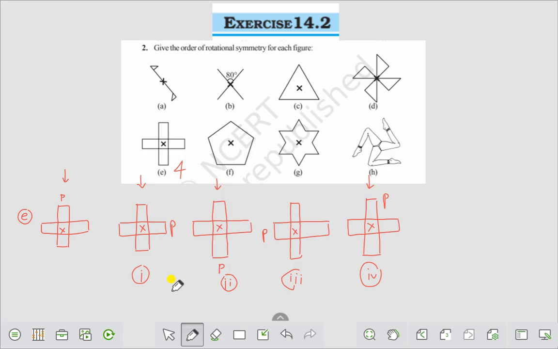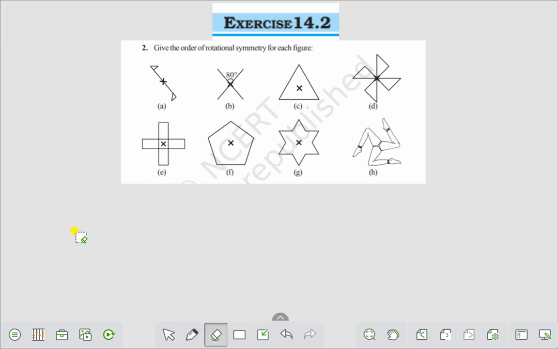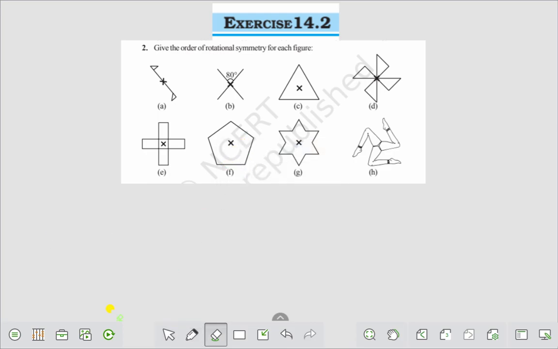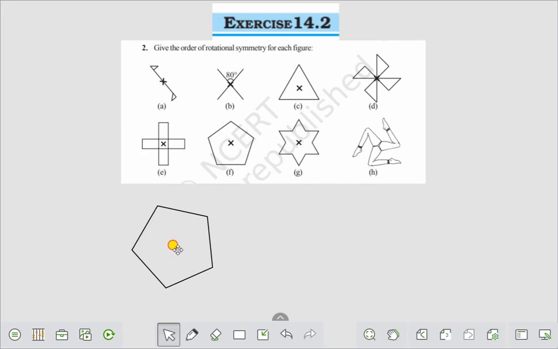Now we solve question number F. In question number F, you see here, question number F is like this. Let us draw this figure. This is a pentagon. Let us take a pentagon here.